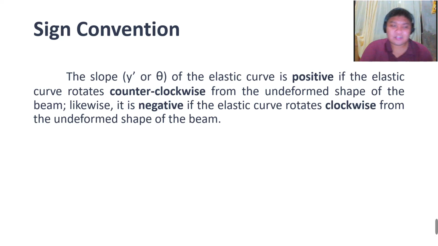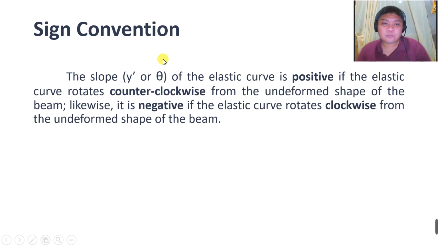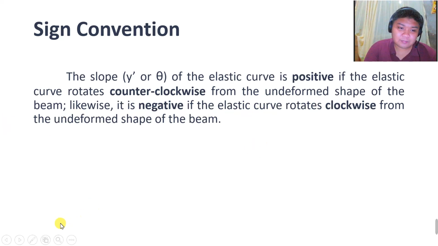Okay, so sign convention muna tayo. The slope y prime or theta of the elastic curve is positive if the elastic curve rotates counterclockwise from the undeformed shape of the beam. Likewise, it is negative if the elastic curve rotates clockwise from the undeformed shape of the beam. So, paano yung ibig sabihin nun, class?